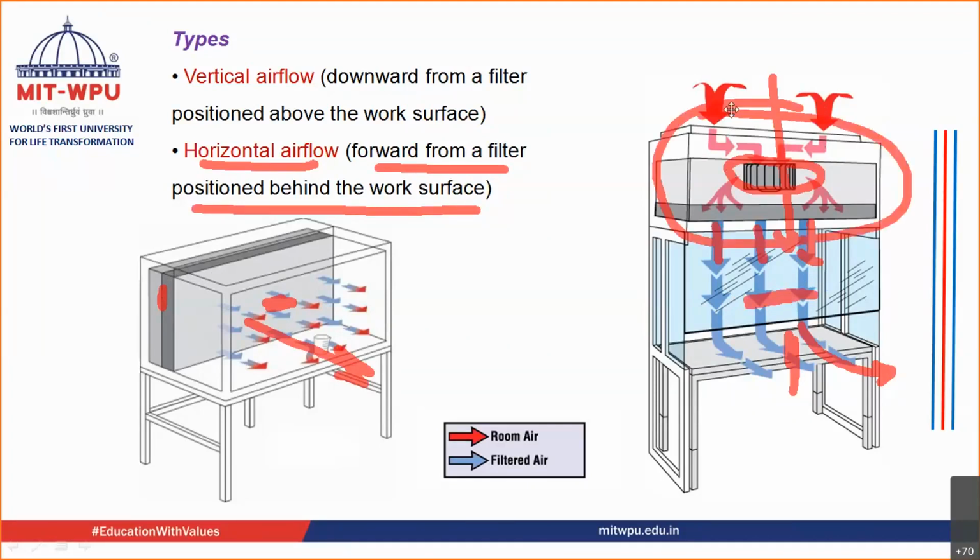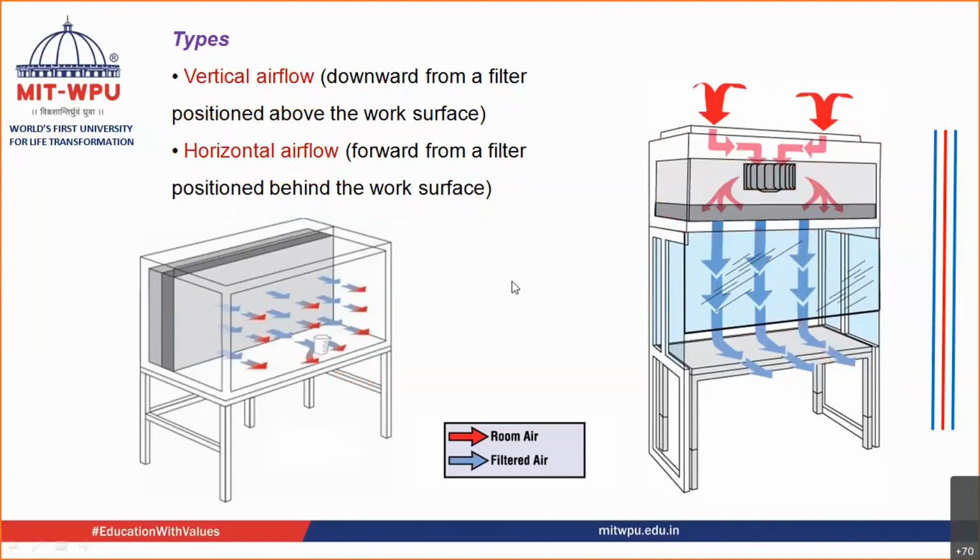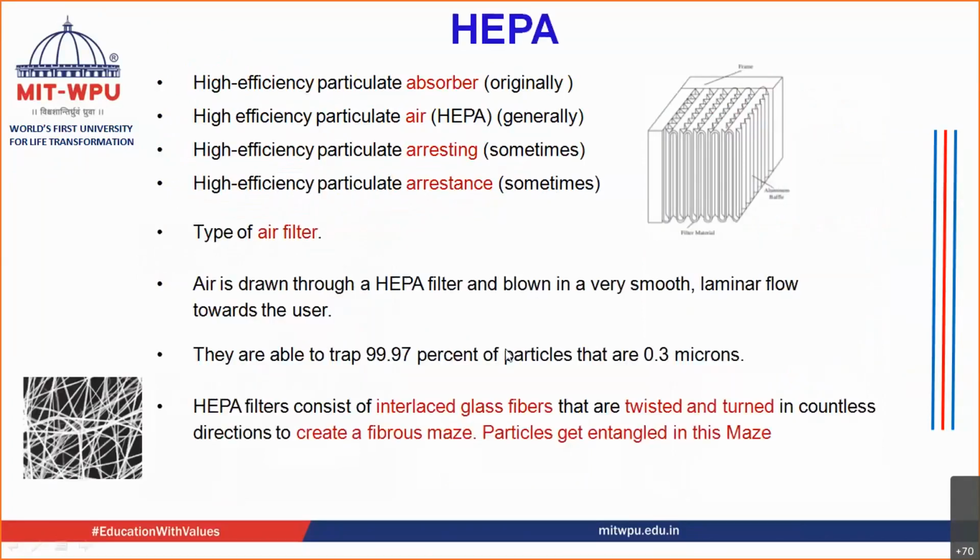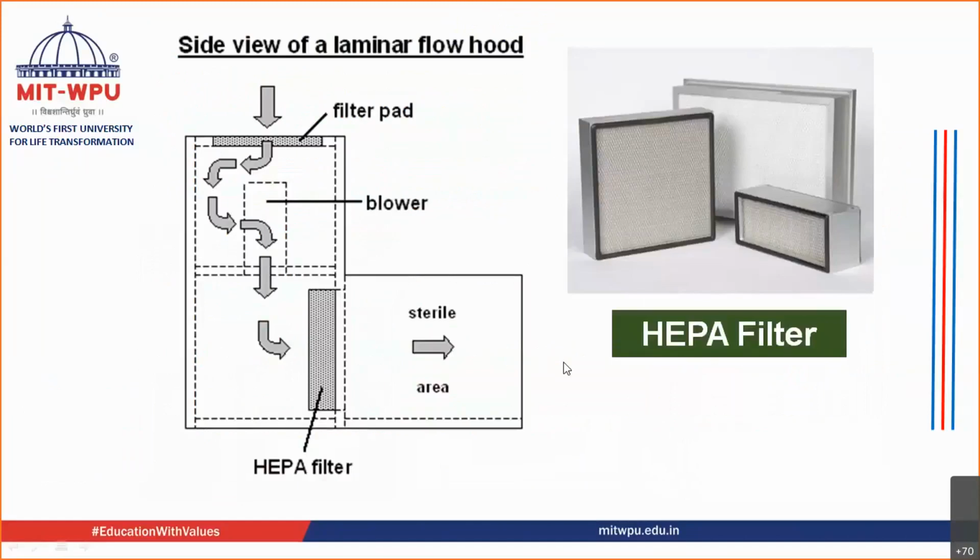So positioning is above in case of vertical airflow, and behind the work surface in case of horizontal airflow. So you have vertical as well as horizontal airflow, right? These are the two types of laminar airflow. Now let's see the side view of laminar airflow. How does it work? You have the air coming from outside.